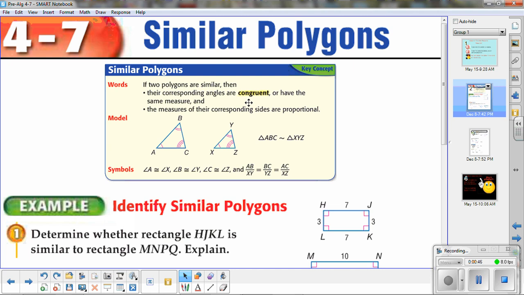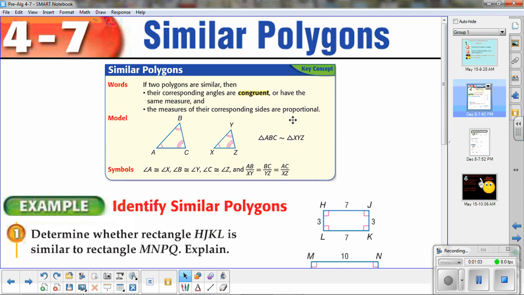Corresponding meaning the ones in the same position, like this one right here is corresponding with this one right here. And also the measures of their corresponding sides are proportional. In other words, they have the same ratio when you match up their corresponding sides.